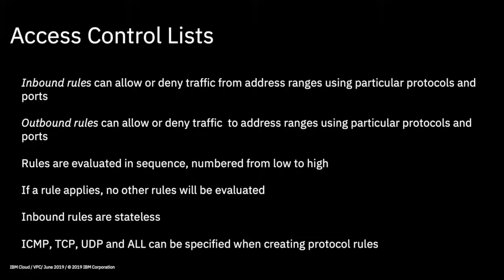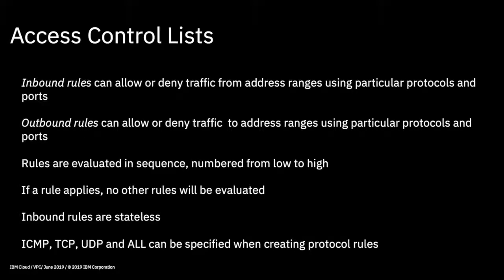A few things to note about access control lists. You have inbound rules, and they can allow or deny traffic from address ranges using particular protocols and ports. You then have outbound rules. Again, with outbound rules, you can allow or deny traffic to access different ranges using particular protocols and ports going out of your subnet.